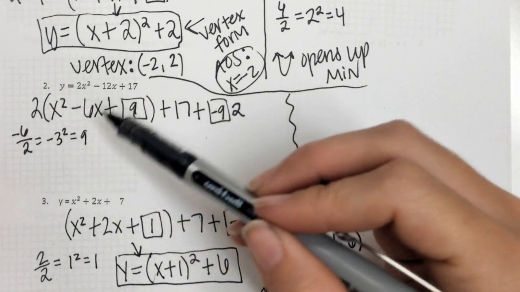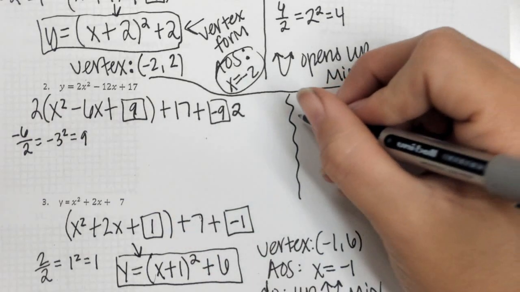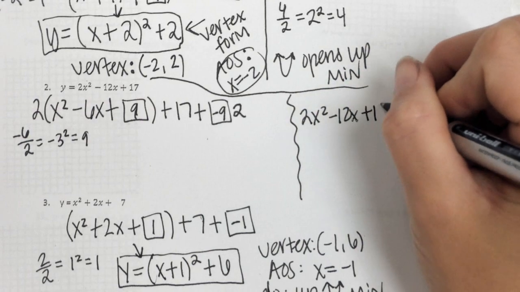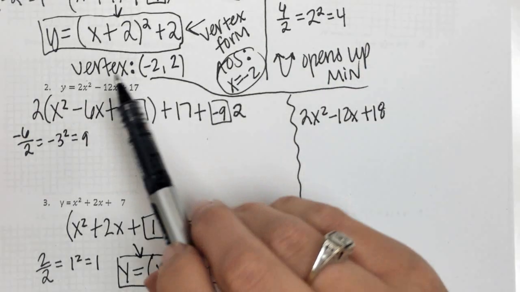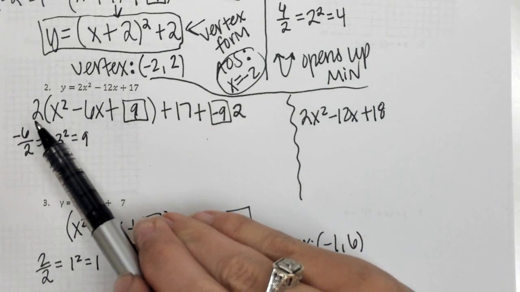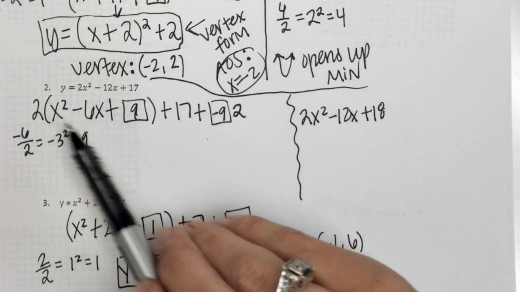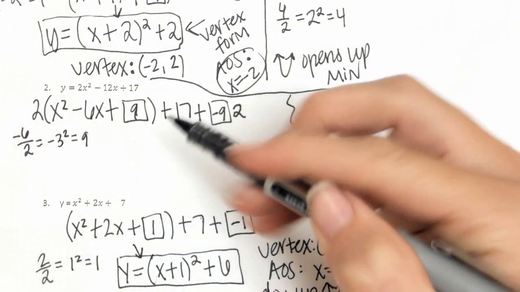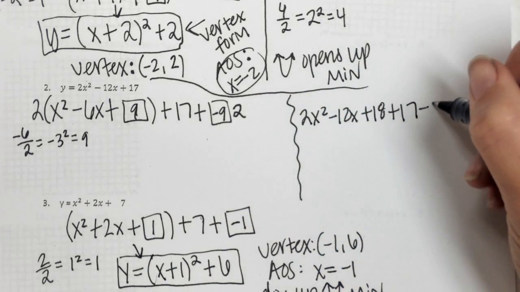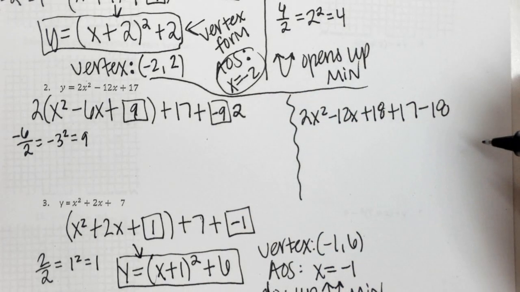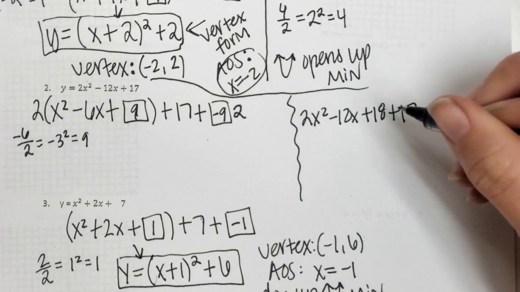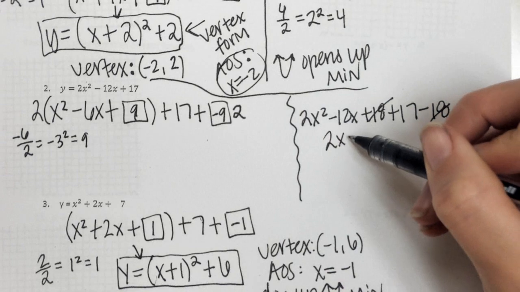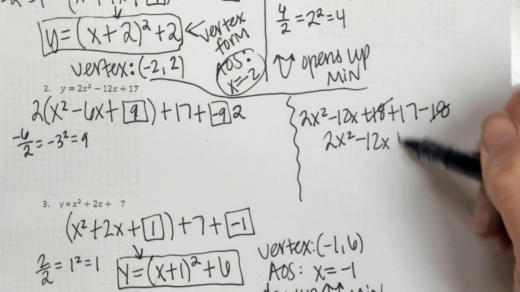So if I distribute this 2 to each term here, I'll get 2x squared minus 12x plus 18, because 2 times x squared is 2x squared, 2 times this, negative 12x, 2 times this, 18. Then right here I'll have plus 17. From here I'll have minus 18, and if you notice what will happen, the 18s will cancel each other out. So we'll just have 2x squared minus 12x plus 17.